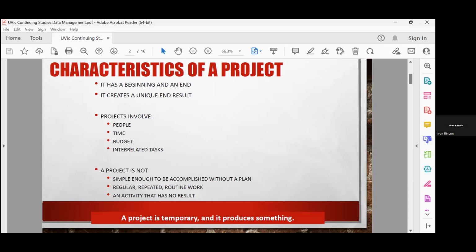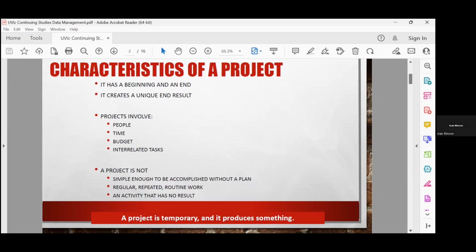People always go back a little bit and say, okay, well, if that's a project, it seems like everything's a project. No, not everything is a project, right? Things that are not projects are, for example, things that are simple enough that can be accomplished without a plan, right? So you just go and do things. You don't have to plan for it, just do things. That's not a project. If it's something that is regular, repetitive, routine, that's not a project, right?